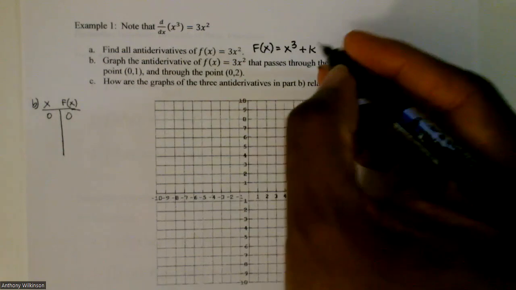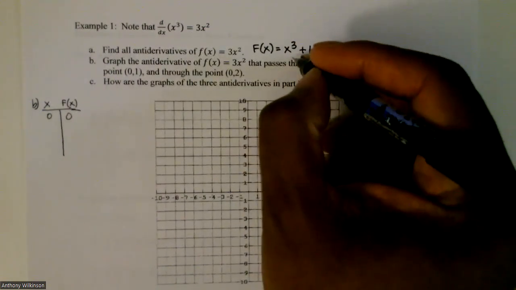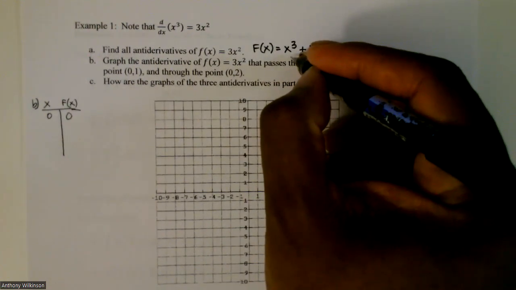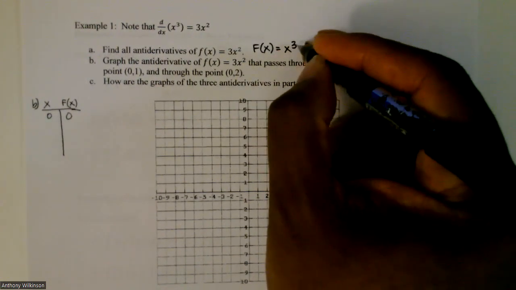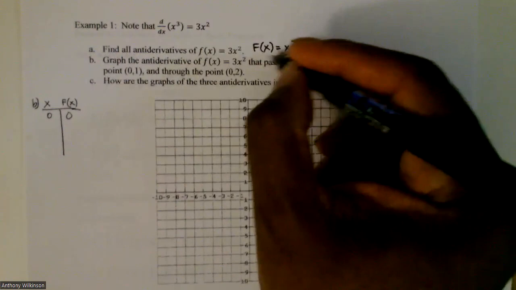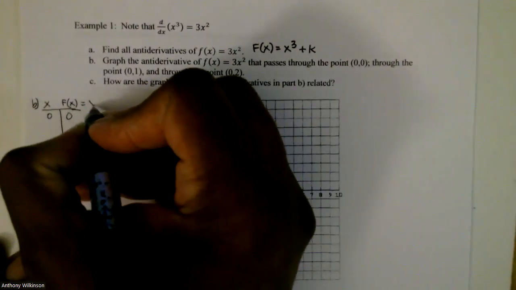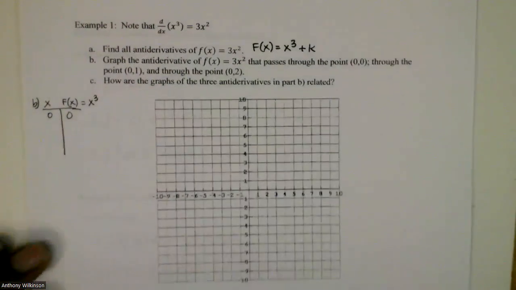Okay. And that would mean in this case here, k will be equal to 0, because f of x is 0 and x will be 0. So 0 cubed is 0 plus k will give us 0. So k will have to be equal to 0. That would mean my f of x will have to be just plain x cubed.